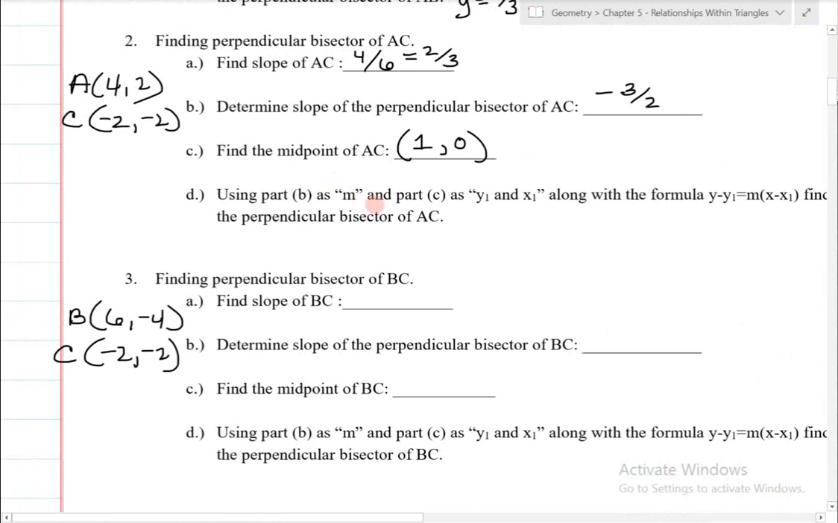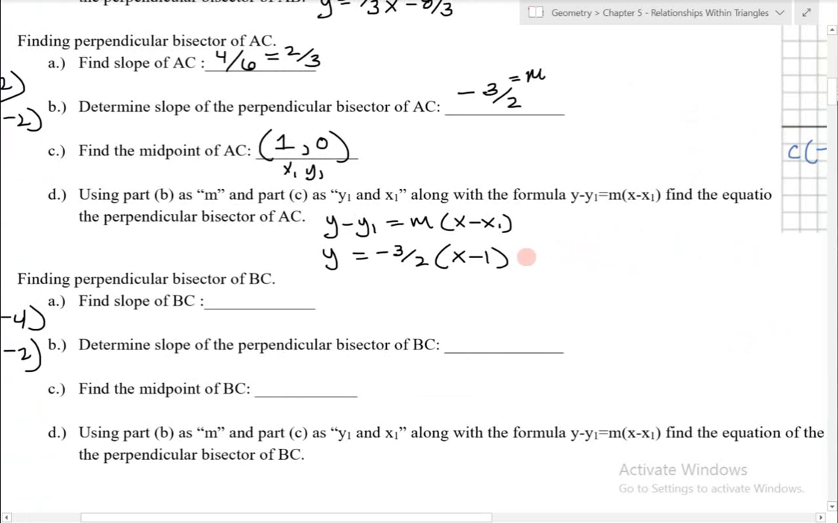So then, with this being M, and this being X1 and Y1, we're going to plug into Y minus Y1 equals M times X minus X1. It's going to be Y minus 0, so that's just going to be Y, equals M, which is negative 3/2, X minus 1. That's going to generate the equation Y equals negative 3/2 X plus 3/2. Did you guys get that? Put a bubble around it.